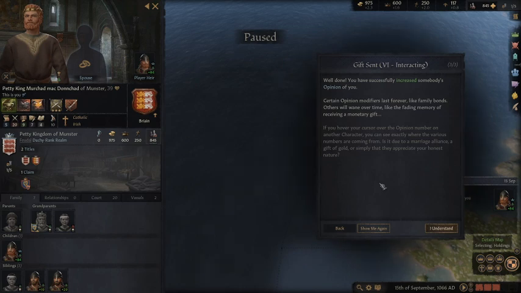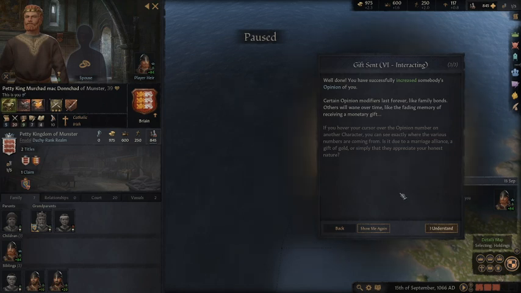If you hover your cursor over the opinion number on another character, you can see exactly where the various numbers are coming from. Is it due to your marriage alliance, a gift of gold, or simply that they appreciate your honest nature?